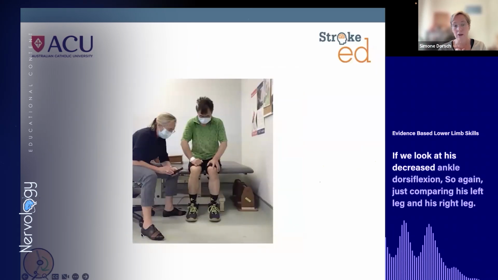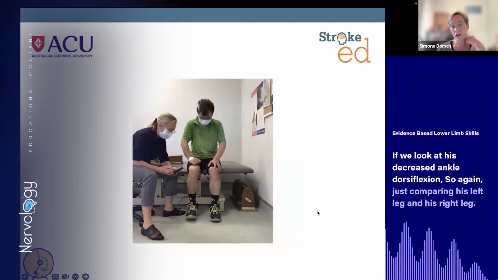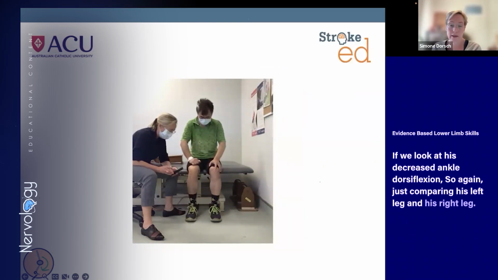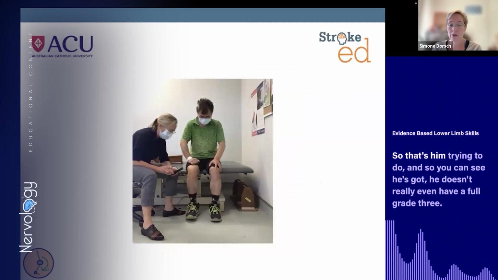If we look at his decreased ankle dorsiflexion, so again, just comparing his left leg and his right leg. So that's him trying to do it, and you can see he doesn't really even have a full grade 3.